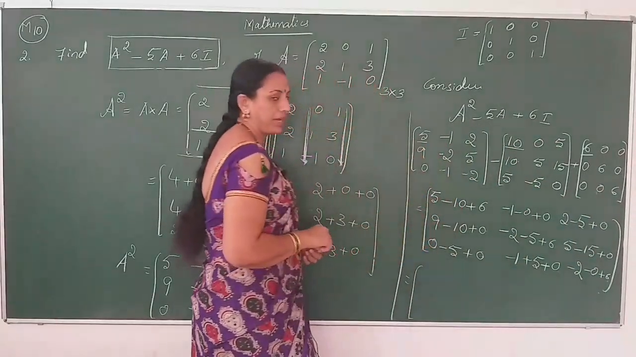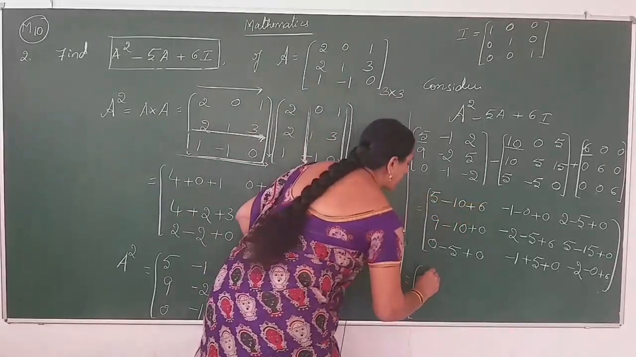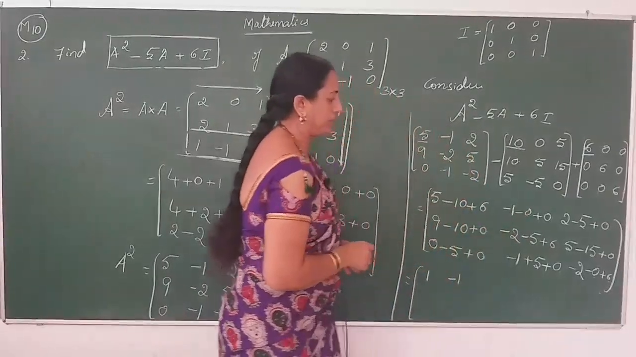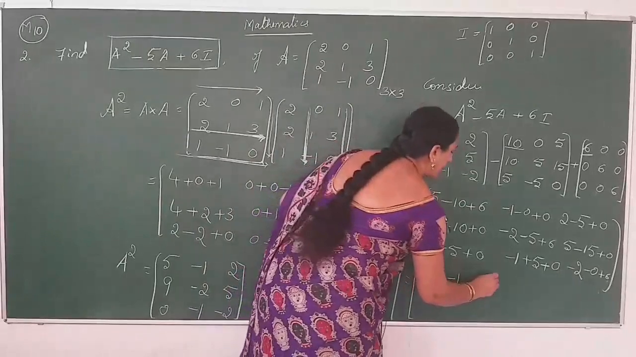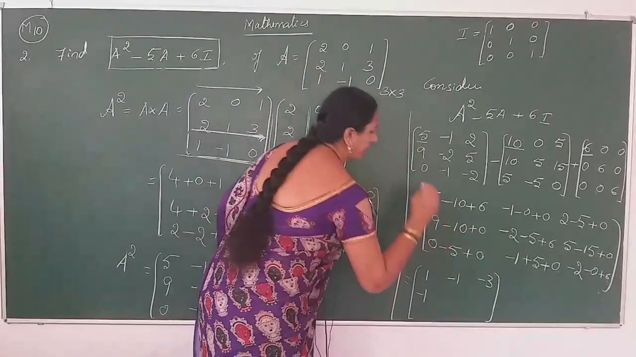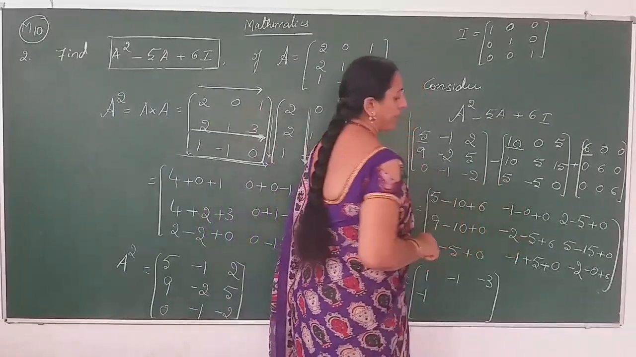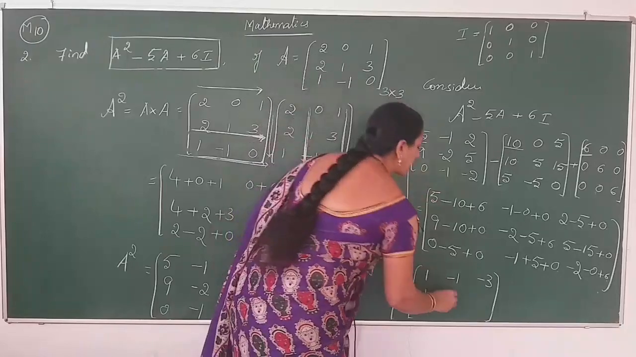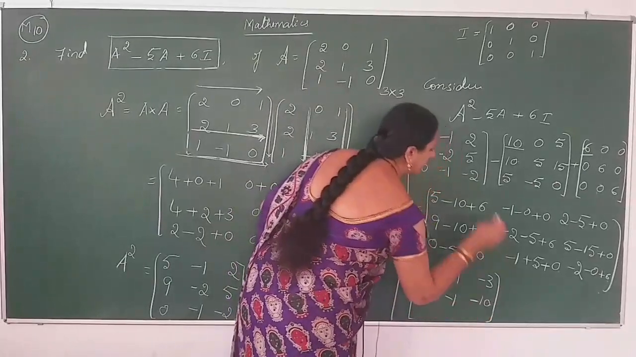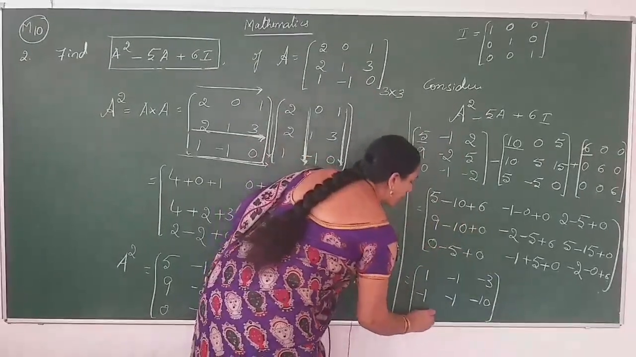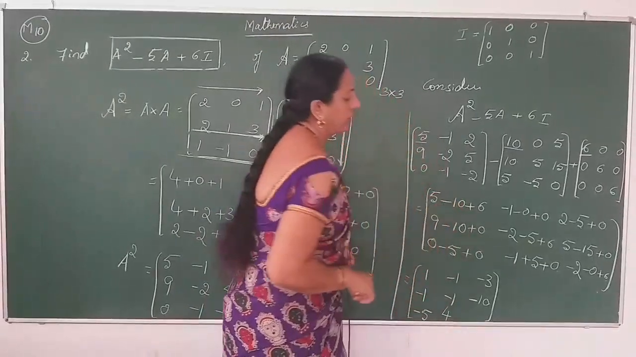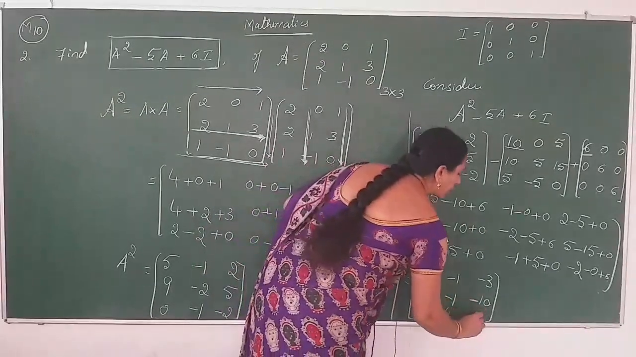Then 5 minus 10 is minus 5, minus 5 plus 6 is 1. Minus 1 minus 0 is minus 1. 2 minus 5 is minus 3. 9 minus 10 is minus 1. Minus 2 minus 5 is minus 7. Minus 7 plus 6 is minus 1. 5 minus 15 is minus 10. 0 minus 5 plus 5 is minus 5. Minus 1 plus 5 is 4. Minus 2 plus 6 is plus 4.